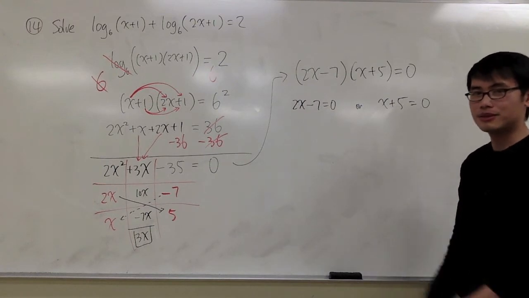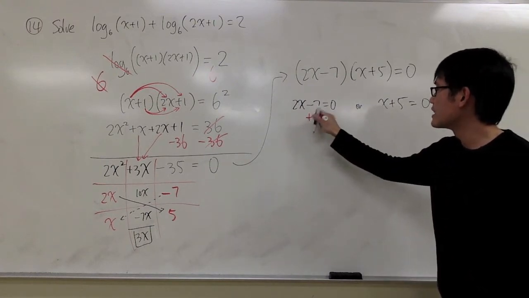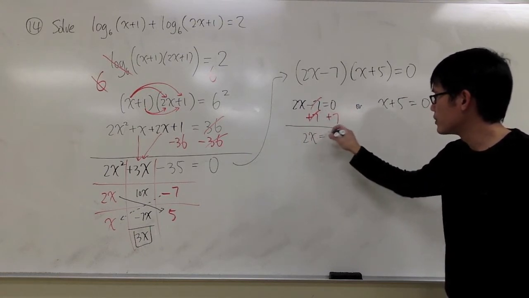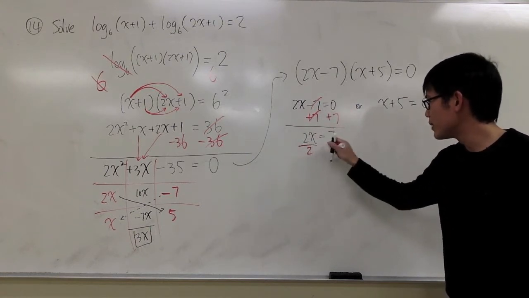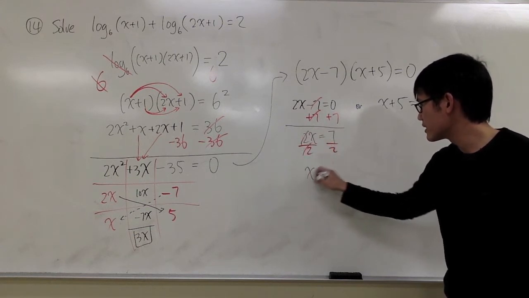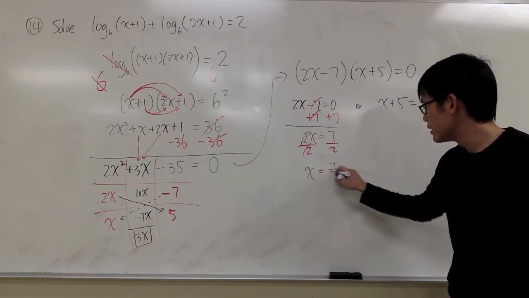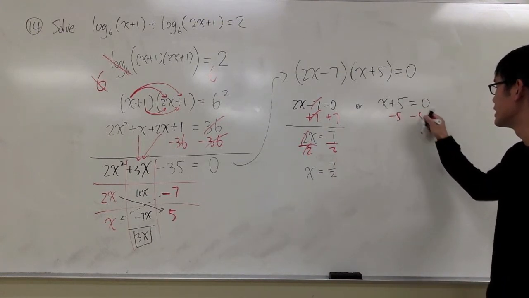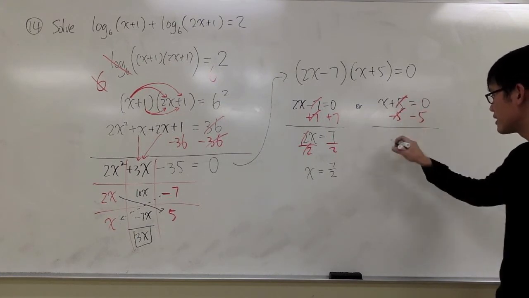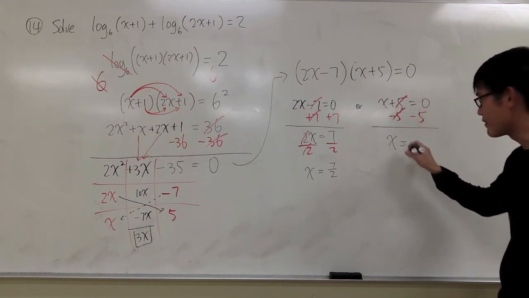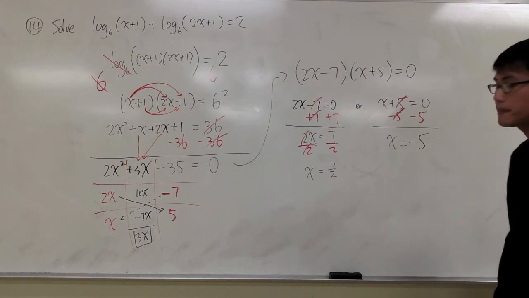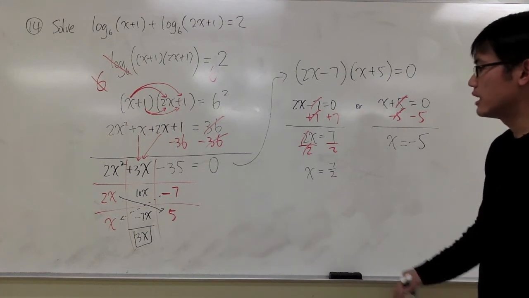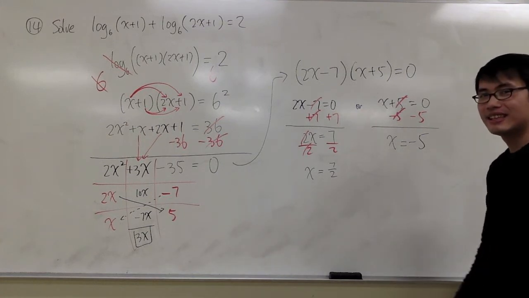And I can solve this the normal way. I can add 7 on both sides here. I get 2x equals 7. Divide by 2 on both sides. I get x equals 7 over 2. And for this one, all I need to do is subtract 5 on both sides. I get x is equal to negative 5. Okay. And now it seems like we went through all these calculations and we got 2 answers.